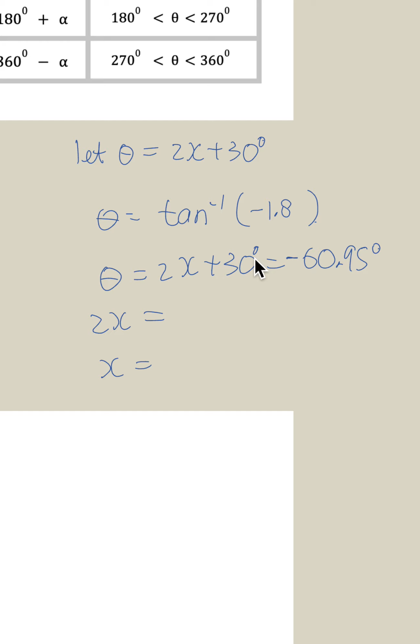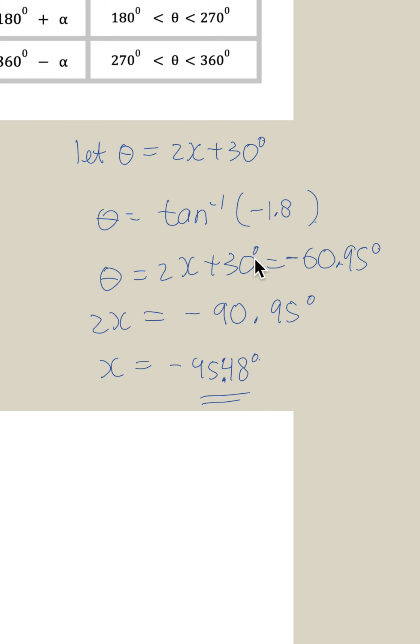But that's 2x plus 30 degrees, which means 2x will be, you minus 30 again, negative 90.95 degrees, because you minus 30 on both sides, which means x is, okay, we just use the calculator, 90.95 divided by 2, negative 45.48 degrees.